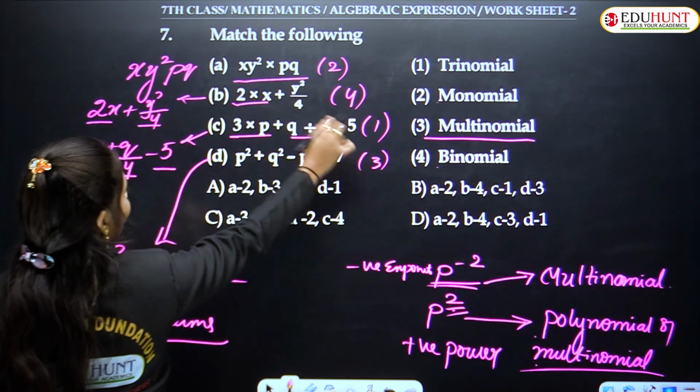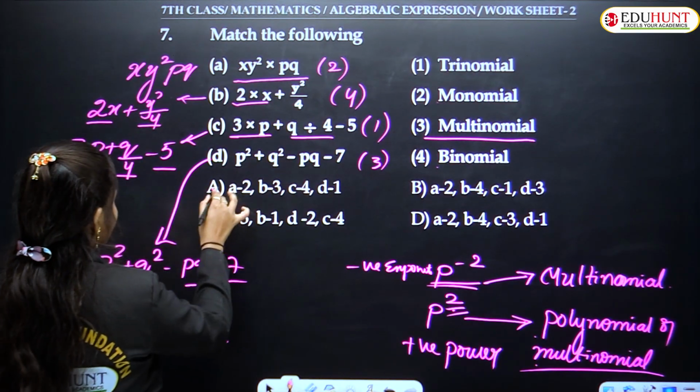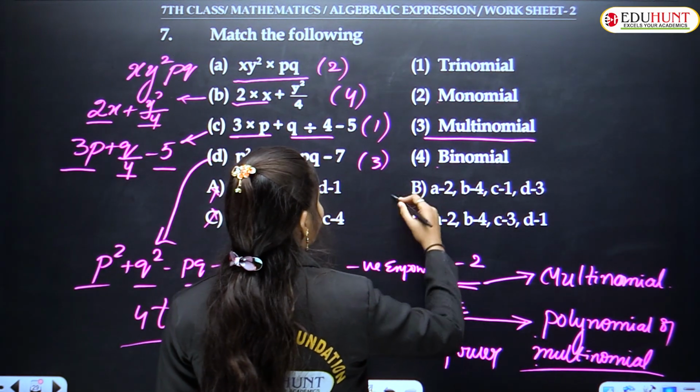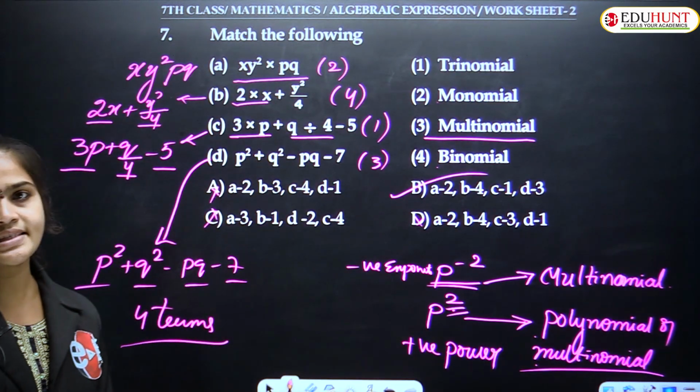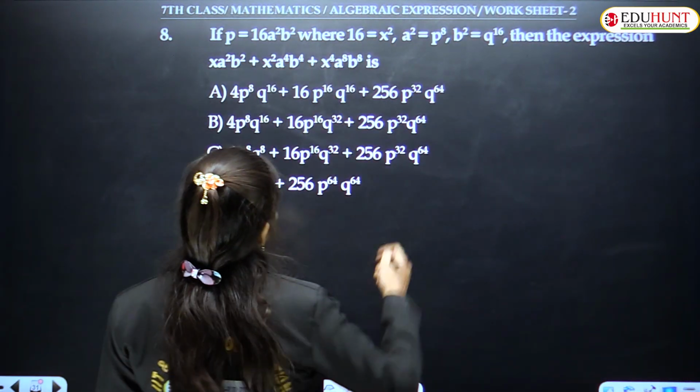See that 2, 4, 1, 3. Yes, 2, 3 given. So this is wrong and this is also wrong. 2, 4, 3, 1 is wrong. 2, 4, 1, 3. Finally, option B is satisfying. Okay? Yes. Yes, see here children, 8th question, what is that?